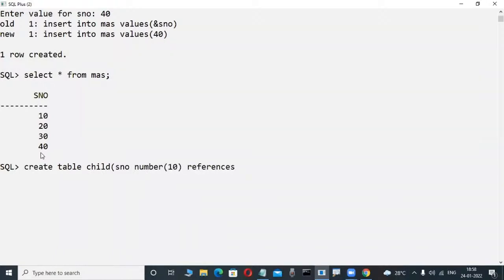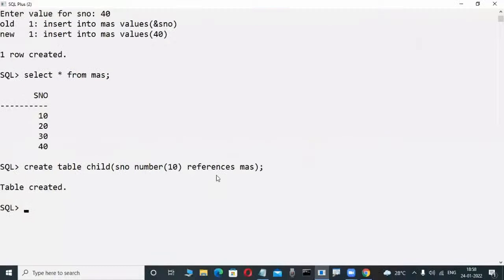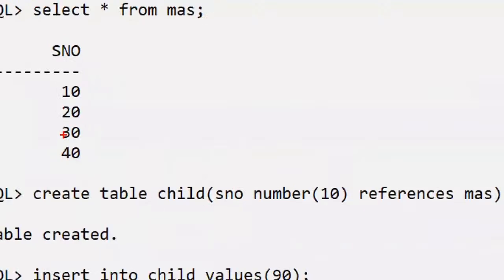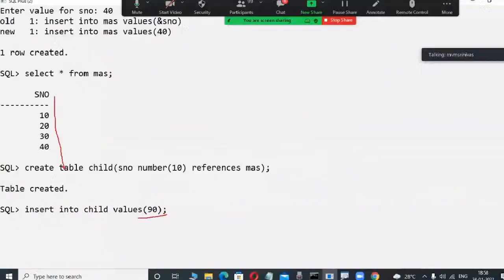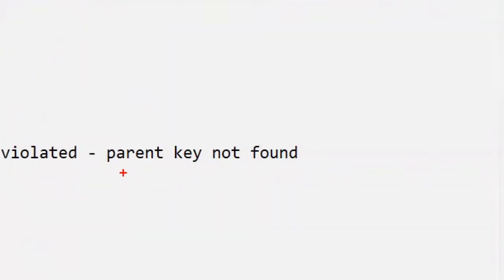Don't worry, these are all the things. Clauses are there: references, on delete cascade, so many clauses are there. Now I try to insert. Check it out here. I try to insert a value other than the master table values. Suppose I try to insert 90, not possible, because 90 is not there in the master table. Other than a master table record, it's impossible. Error. You will also become familiar with these errors in the future, maybe 'parent key not found'.